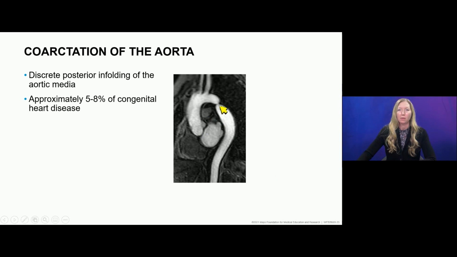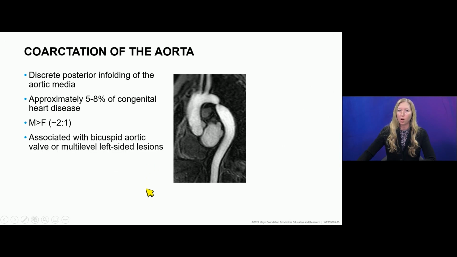Our patient has coarctation of the aorta, which is a discrete abnormality in the proximal descending aorta. It's relatively common, about 5 to 8% of all congenital heart disease. It is more common in males than females, and important to remember that the majority of patients with coarctation will also have a bicuspid aortic valve. And they can also have multi-level left-sided lesions, the so-called Shone's complex. Now, this is one of those things that you would anticipate would be picked up in childhood, but not infrequently we see it in adult patients.